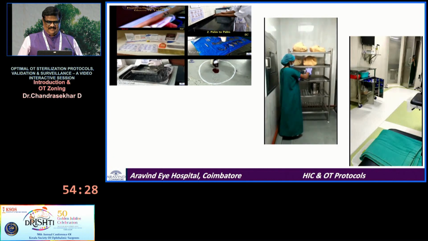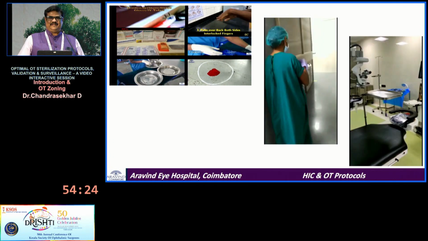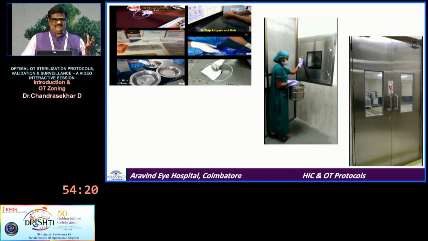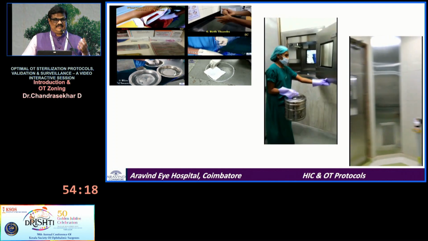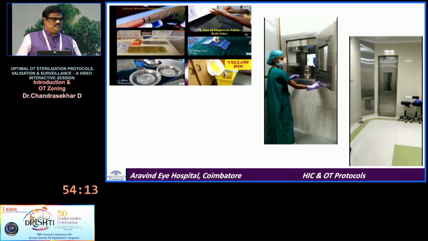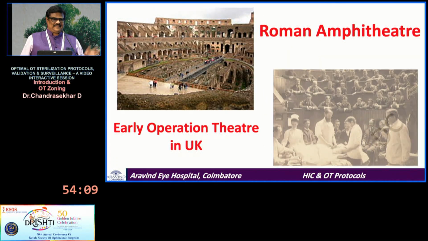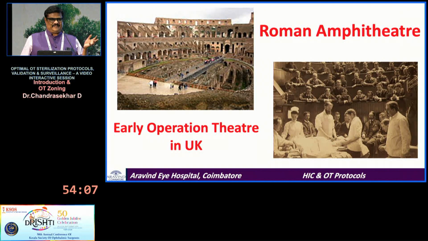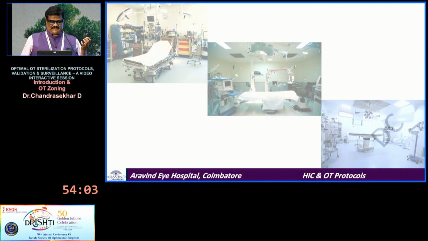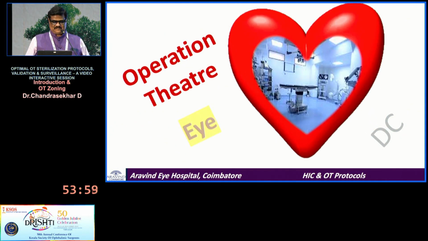So if you see here, these are the things that can happen now. There are so many things that are being done for infection control, like various protocols. We have unidirectional flow in the theatre. We have double doors in the theatre. All the new OTs are well equipped to prevent infection occurring. Starting from the era of amphitheatres, now we have moved on to eye theatres, which are very highly sophisticated, and the operation theatre is the heart of the eye hospital.